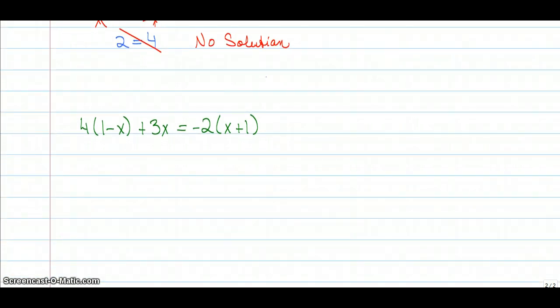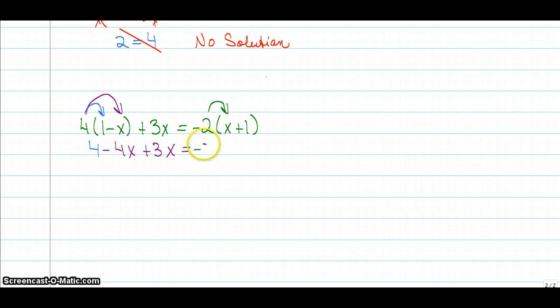Okay, now we have 4 times 1 minus x plus 3x is equal to negative 2 times x plus 1. So we're going to distribute. 4 times 1 gives me 4. 4 times negative x gives me minus 4x. Drop down my 3x is equal to, now I need to distribute my negative 2. Negative 2 times x is negative 2x. Negative 2 times 1 is negative 2.